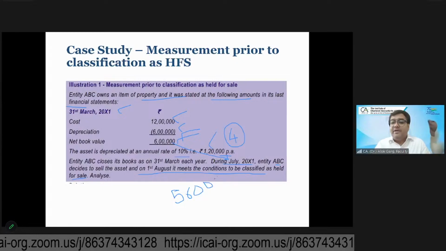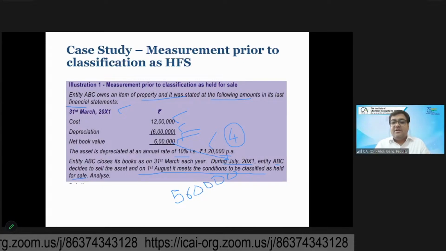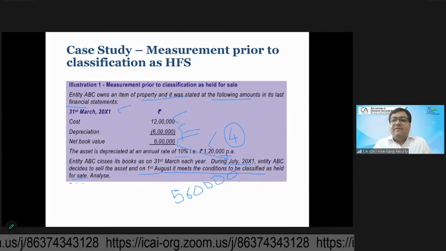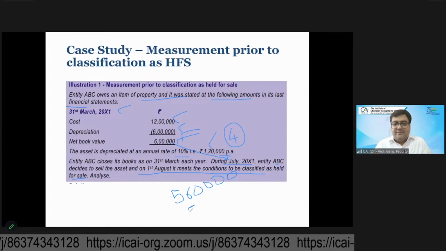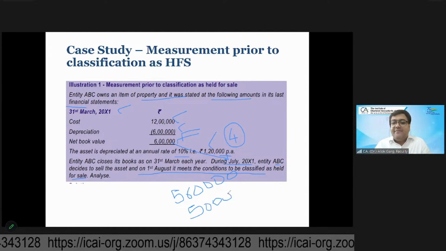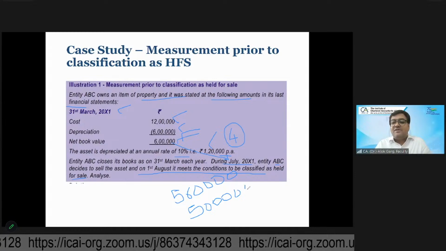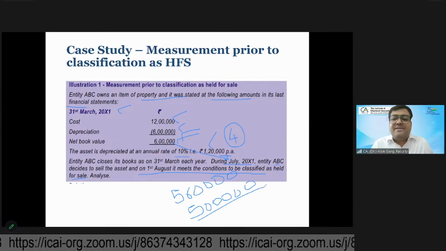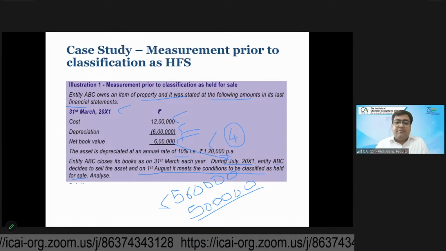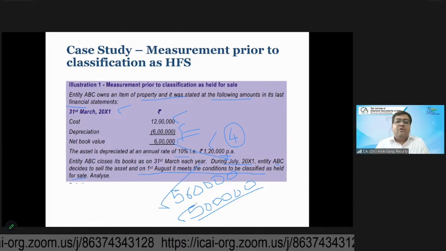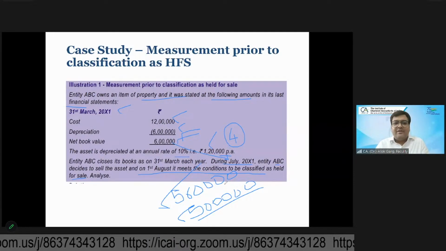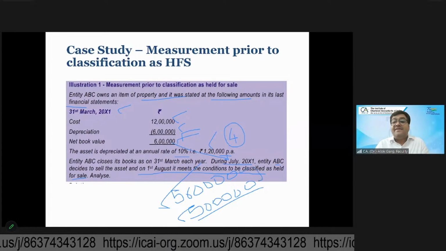Step number two is to compute fair value less cost to sell. Generally, it will be given in the question. So assuming the fair value less cost to sell is 5 lakh rupees. So step number one, compute carrying value as per the respective standard like PP&E. Step number two, compute fair value less cost to sell, for example 5 lakh rupees. Now, whatever is lower, what is lower? Fair value less cost to sell is lower, so we will recognize NCA-HFS at the lower value.